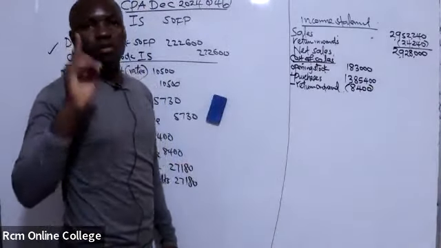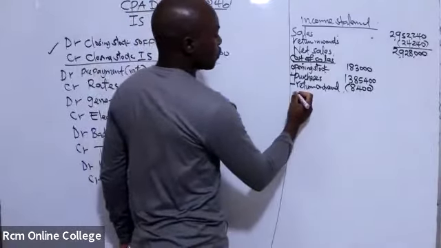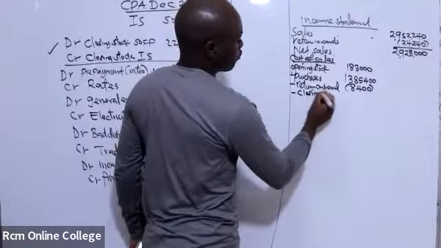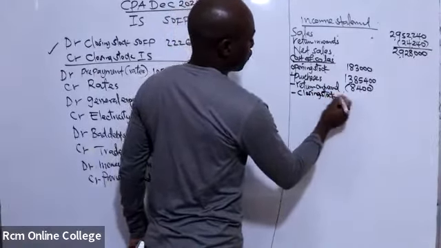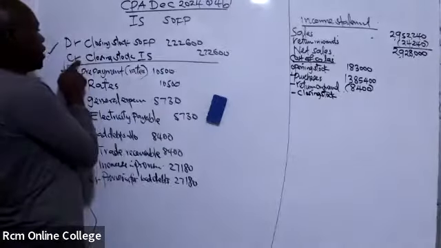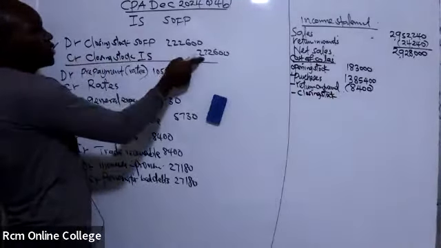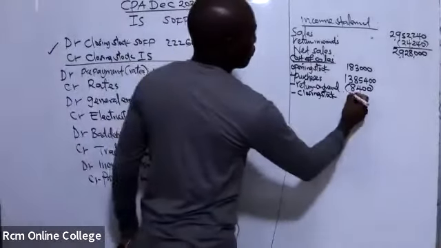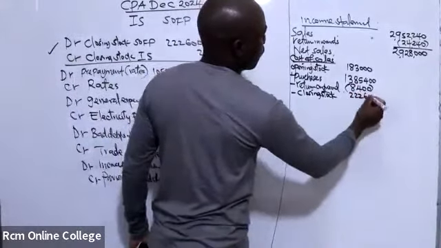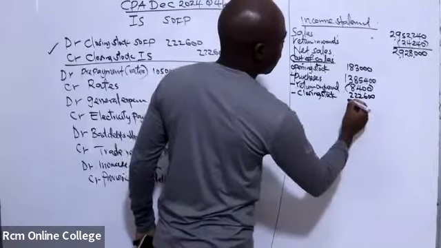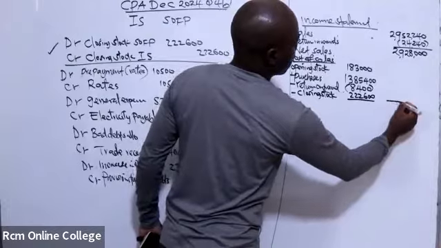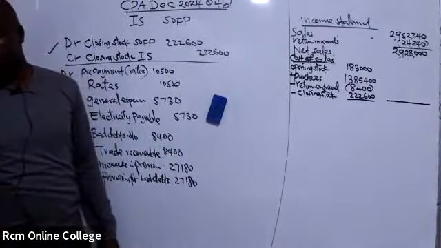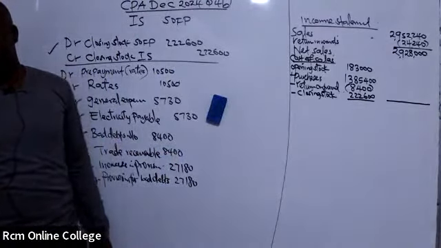So to the goods available for sale, we need to less closing stock. Remember the closing stock that we said will be credited in the income statement. Because we are doing this format, we simply put the negative. When all that is put together, we will get cost of sales. So can somebody give us cost of sales?